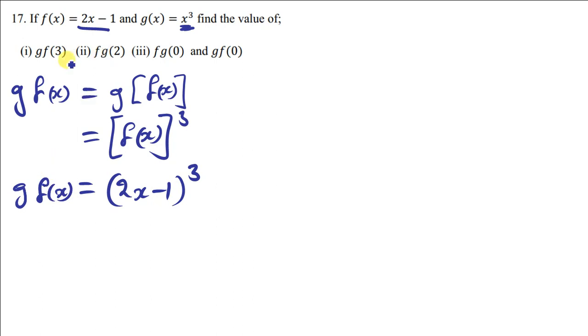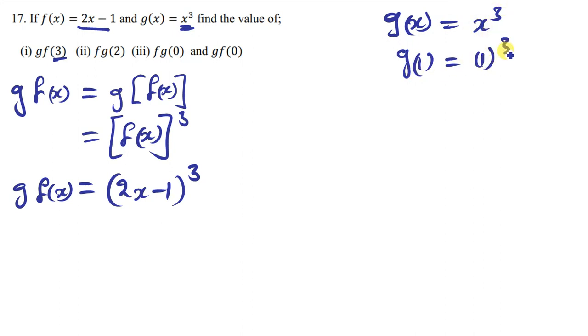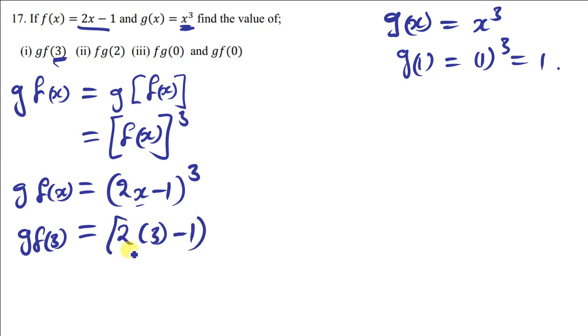So this is my g of f of x. Meaning, for me to find g of f of 3, remember, if you have, let's say, g of x is equal to x cubed, and then they ask you to find g of 1, g of 1 is simply found by replacing x with 1, and then you get your answer, which is 1. So in this case, we're also going to replace x with 3. So this will now be g of f of 3, which is 2, open brackets, where there's x we put 3, and this is what we're going to have.